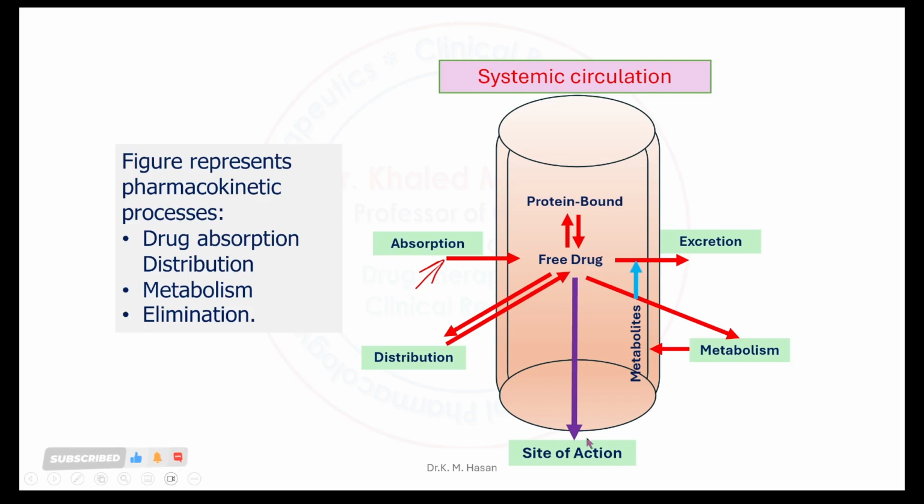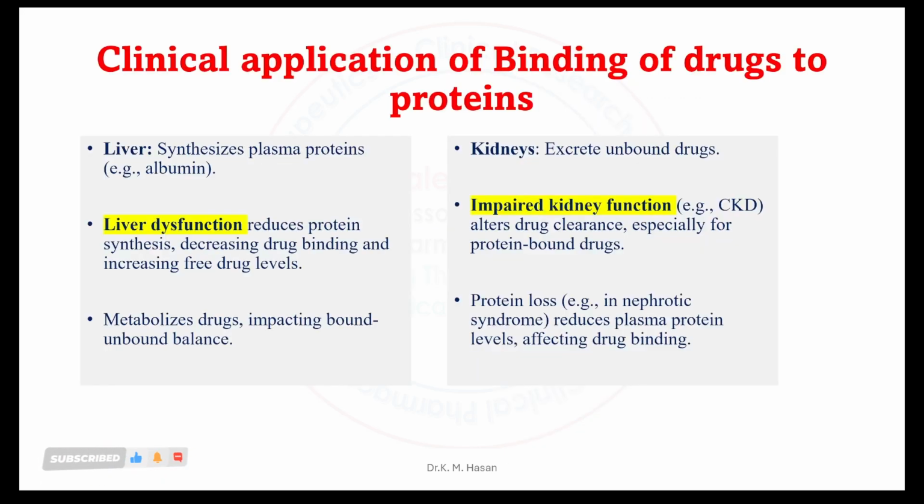The free drug will go to the site of action, which could be the heart, the joint, the eye, or the brain. The free drug will undergo distribution, and the free drug will be metabolized. So in the systemic circulation, the drug is either free or bound to the protein; however, the free drug moves easily between the tissues and cells. What is the clinical application of drug binding to the protein? For example, in the first case, we have the liver here.